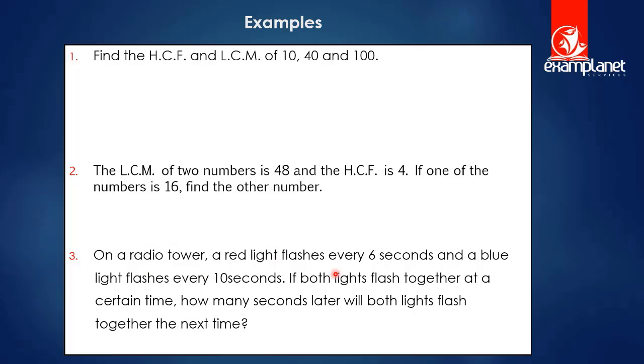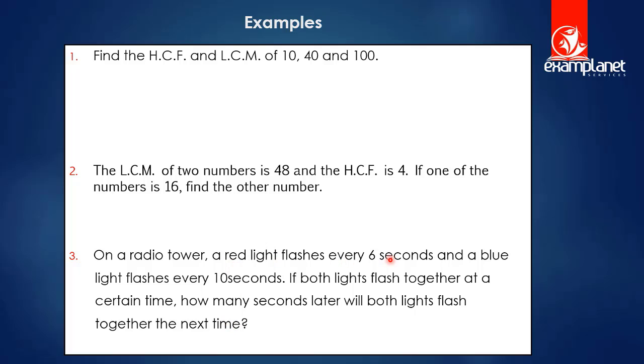It says on a radio tower, a red light flashes every 6 seconds and a blue light flashes every 10 seconds. Now if both lights flash together at a certain time, how many seconds later will both lights flash together the next time? Alright, so we have a question talking about two lights here.